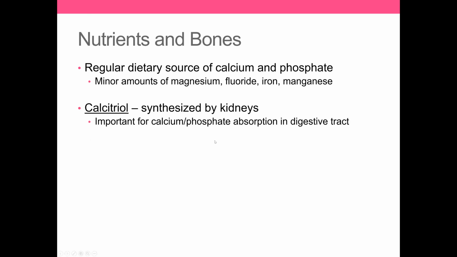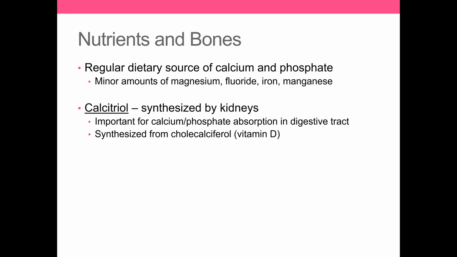There's a hormone called calcitriol that we'll talk a little bit more about in another few minutes that is synthesized by the kidneys. And this is a hormone that's important for that calcium and phosphate to be absorbed in your digestive tract. So, for example, you know that drinking a glass of milk provides a lot of calcium. But if you don't have enough calcitriol, the calcium won't get into your body, because you have to have the calcitriol to absorb the calcium in your digestive tract to get it into your blood.